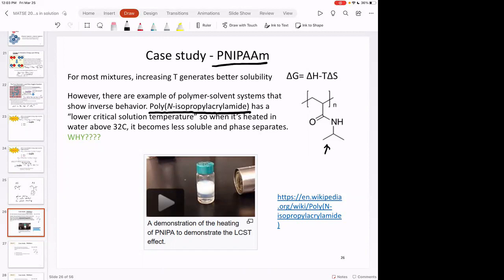So as you raise the temperature of a polyNIPAM in water solution, you can get the polymer to precipitate out of solution. Whereas if you lower the temperature, the polymer goes back into solution. And so we'll talk about that as you change the T in this equation, the delta G crosses zero, it goes from positive to negative.